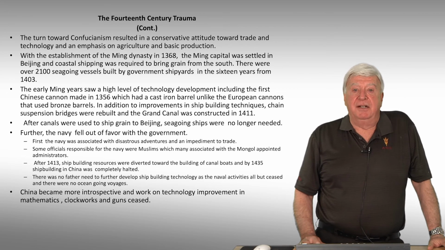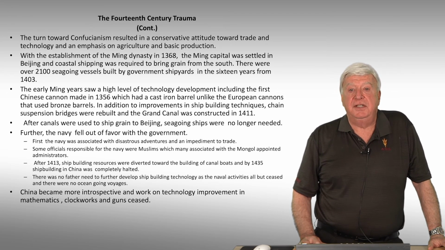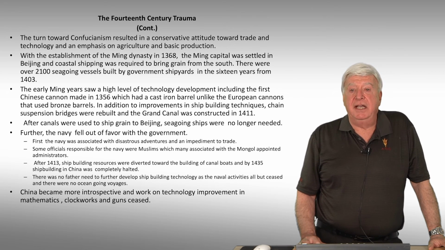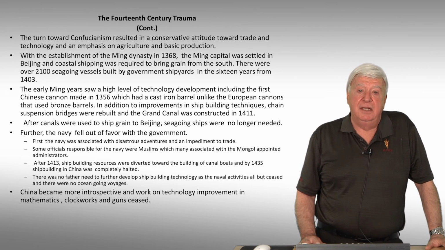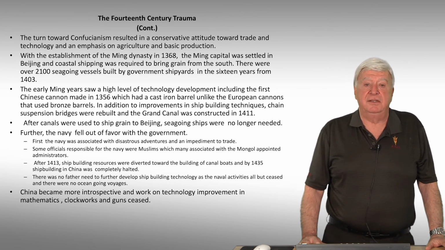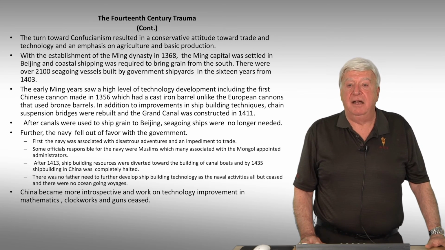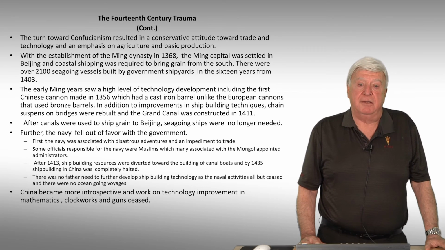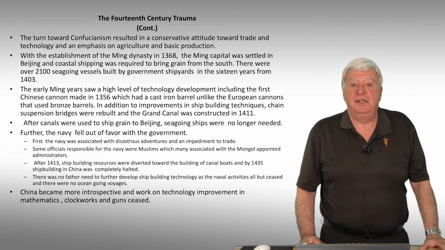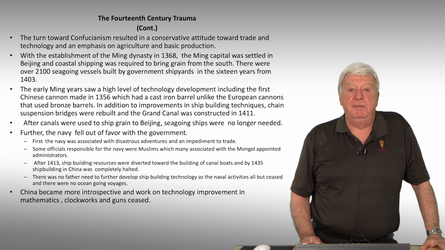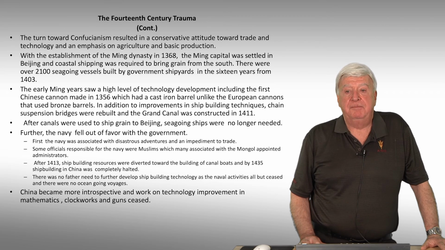Built by government shipyards in the 16 years from 1403. The early Ming years saw a high level of technology development, including the first Chinese cannon made in 1356, which had a cast iron barrel, unlike the European cannons that used bronze barrels. In addition to improvements in shipbuilding techniques, chain suspension bridges were rebuilt and the Grand Canal was constructed in 1411.